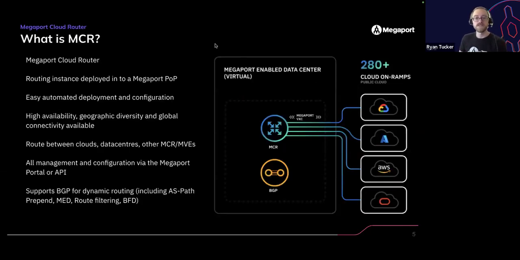So what is MCR? Megaport Cloud Router, or MCR, is basically a routing instance deployed into a Megaport point of presence. So it's on Megaport hardware in the data centers that we're in. So we've got access to something like 850 data centers around the world. Megaport's deployed into some of those physical locations onto Megaport equipment, and you spin up an instance of this router on those devices on that platform.